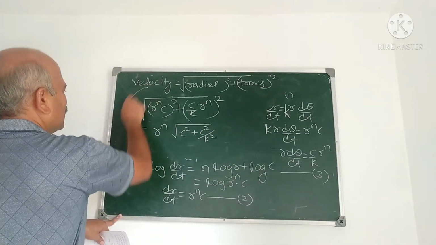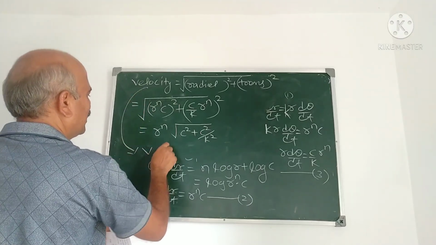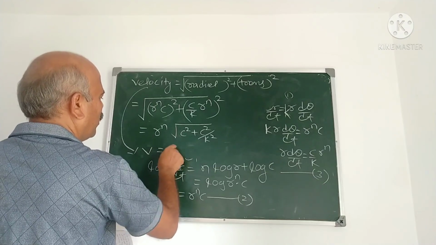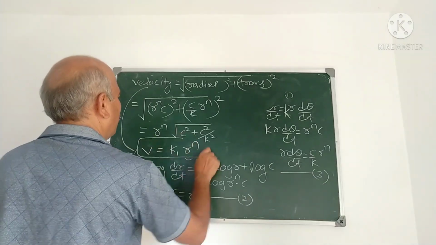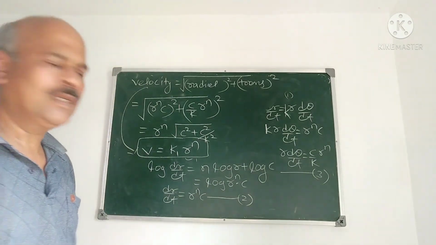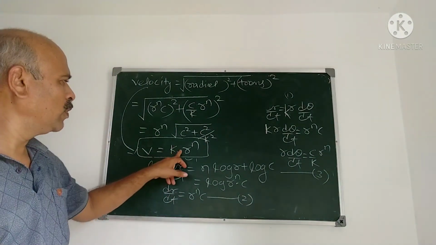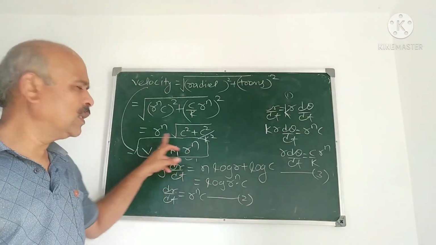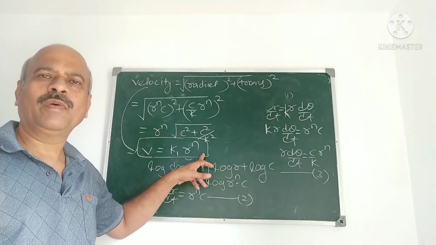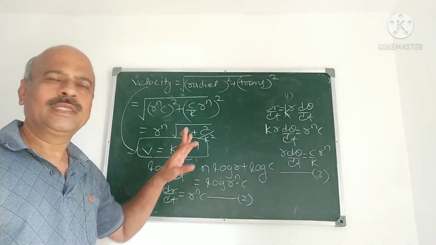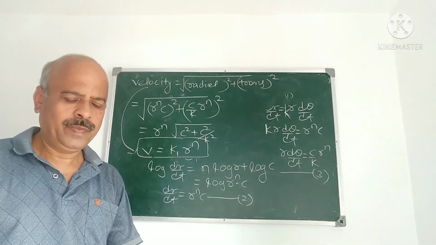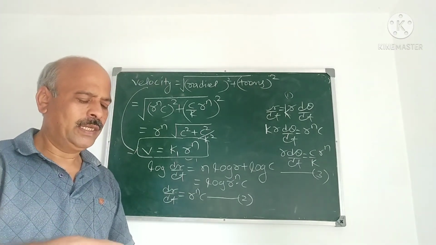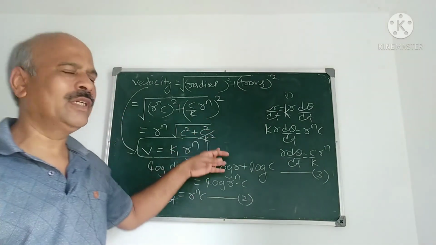So velocity is equal to some k1 into r raised to n. So velocity is proportional to some power of r. See, this is the type of example, and try to solve some more examples. I leave some problems as exercise, and this completes the first derivation and problems.